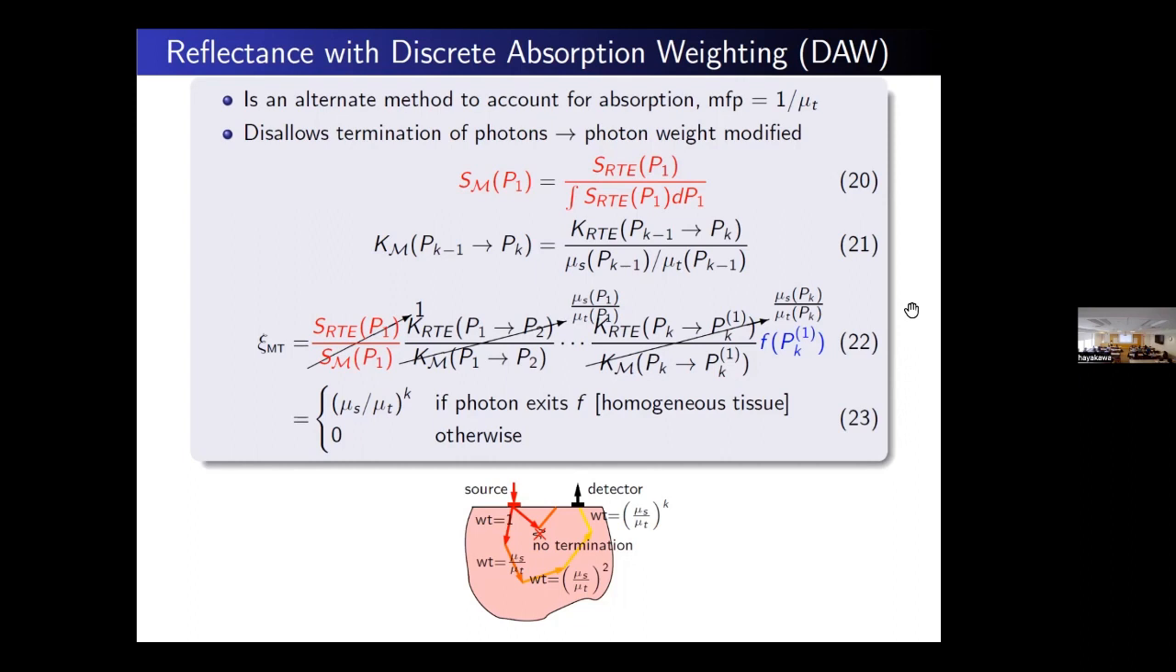So when you fill in the estimator, we're going to get these factors at each collision. At the first collision, we're going to get a factor of us over mu t, whatever it is at that collision and so on, because you could have a very heterogeneous tissue here. But if it were homogeneous, then you would get us over mu t to the power k, k being the total number of collisions prior to detection. So that's discrete absorption weighting.